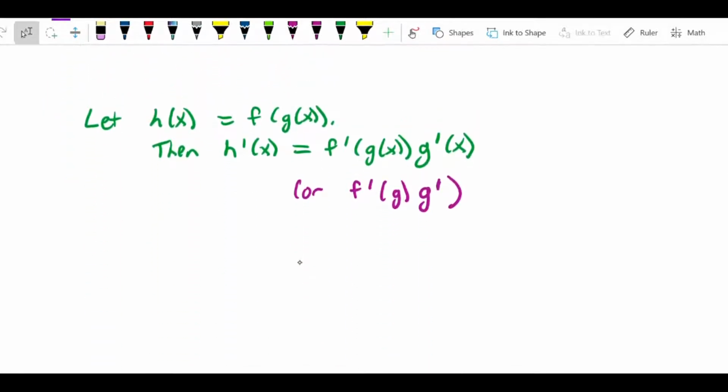So if we let h of x equal f of g of x, then h prime of x is f prime of g of x times g prime of x. Or you may find it a little easier to remember in this form, it's f prime of g times g prime. I'll put a dot there. So it's f prime, the g inside of f prime, and then you multiply the whole thing by g prime. This is what's called the chain rule.